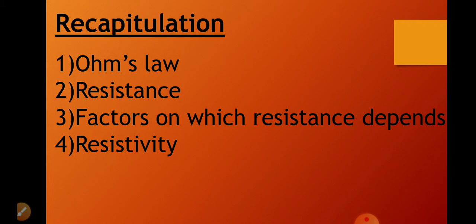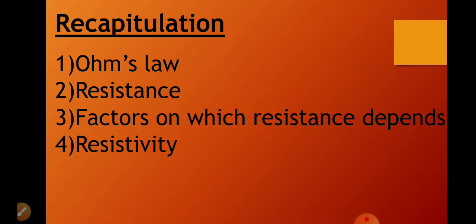Once again, I'll repeat. Resistance of a conductor is said to be 1 ohm if the potential difference across the two ends of a conductor is 1 volt and the current through it is 1 ampere. Yes, as resistance of a conductor increases, current in a conductor decreases because I is equal to V divided by R. So, resistance of a conductor increases means current is going to decrease.